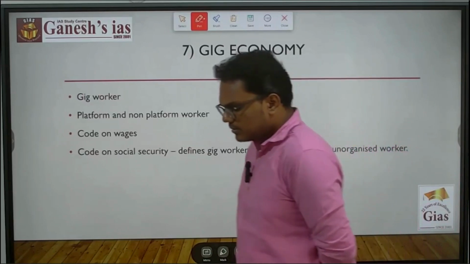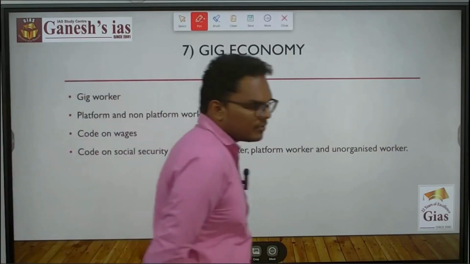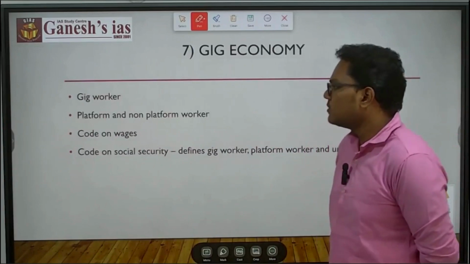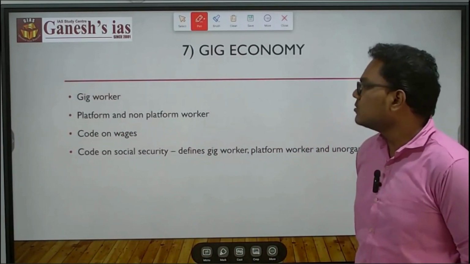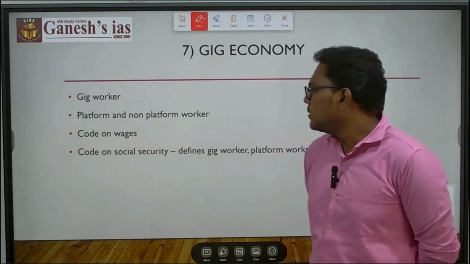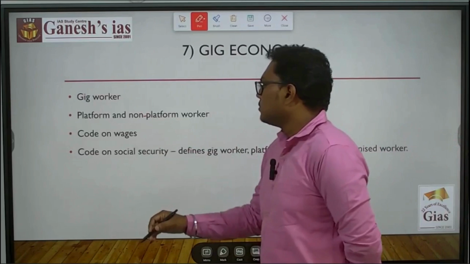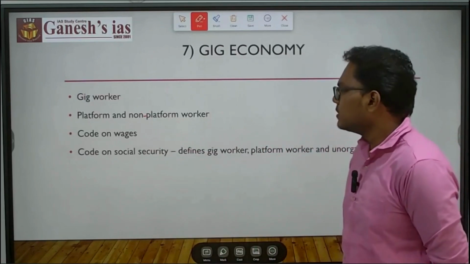A platform worker is a gig worker who is connected through social media or mobile apps. For instance, your Ola, Uber drivers, your Zomato, Swiggy, all those come under platform workers. Whereas your non-platform worker is the one who is not connected through that. Your housekeeping, all those come under a non-platform worker.